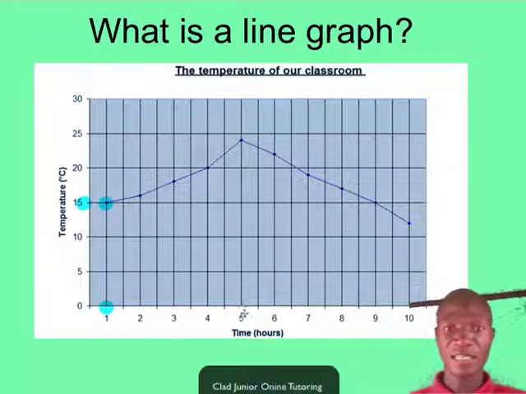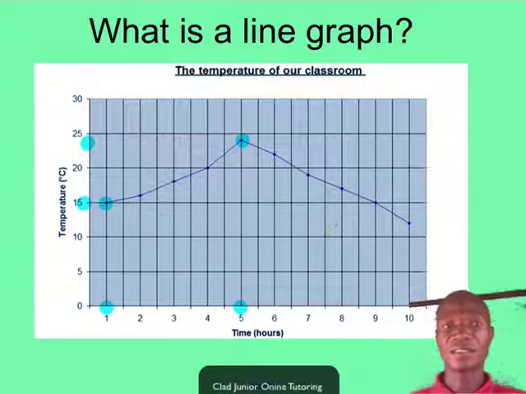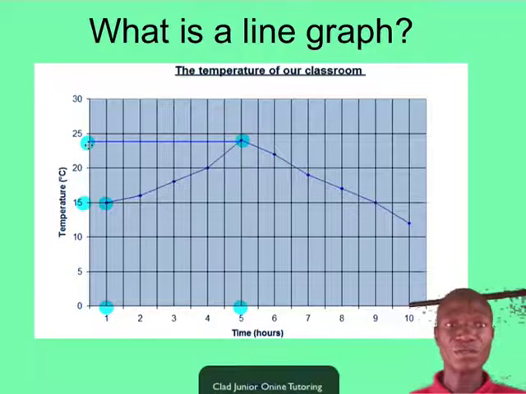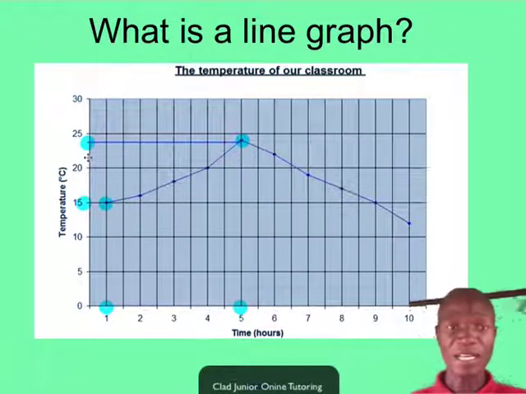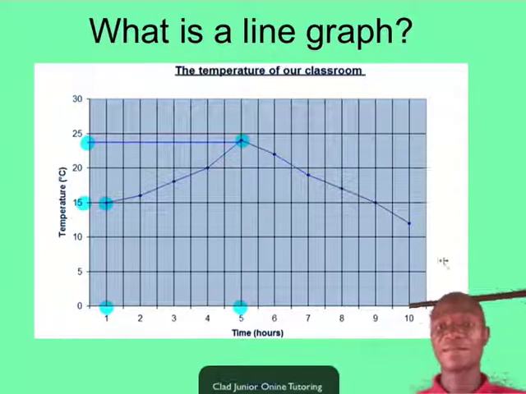Let me take another one. Let's say at the 5th hour, which had the highest temperature, you can see that's where the peak of the graph is. It was around 24 degrees Celsius. If we draw a line from there, joining to that end there, by dividing into 5 equal parts, we can have 1, 2, 3, 4, 5. So that's why we said this is 24. So this is an example of a line graph.